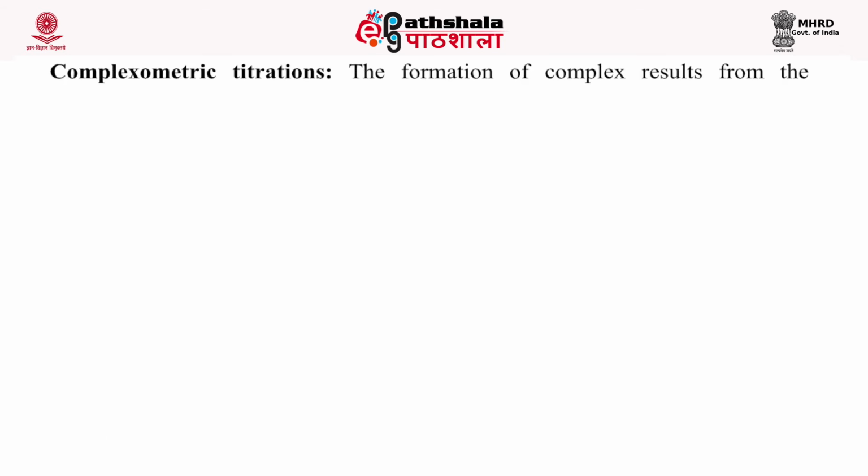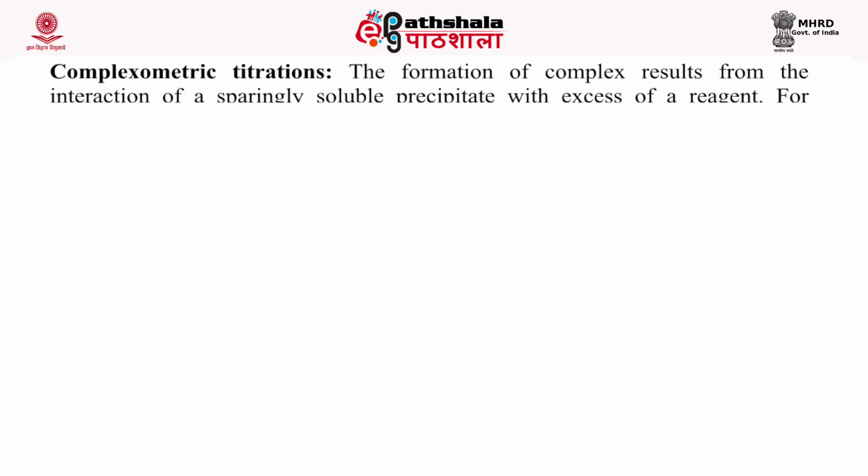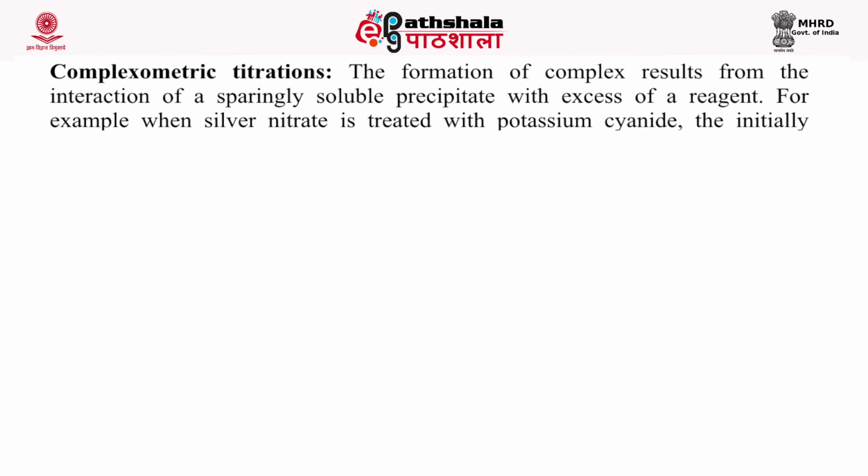Complexometric titrations. The formation of a complex results from the interaction of a sparingly soluble precipitate with an excess of reagent. For example, when silver nitrate is treated with potassium cyanide, the initially produced silver cyanide dissolves in excess of potassium cyanide. The reaction continues till all the cyanide ions have been converted into complex ion.